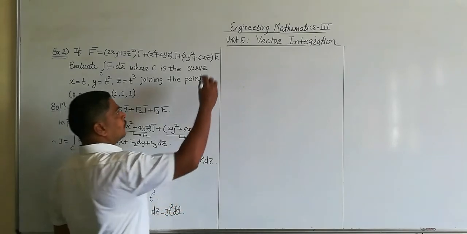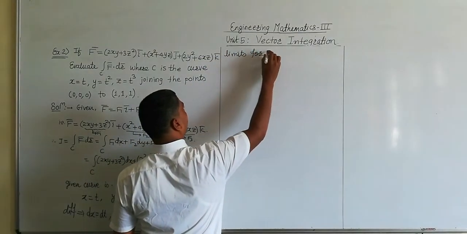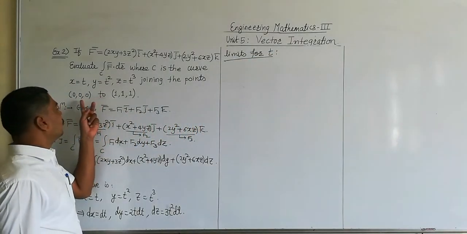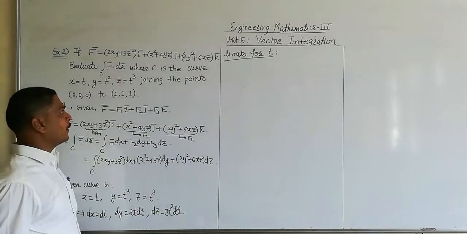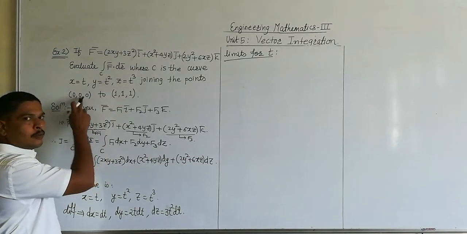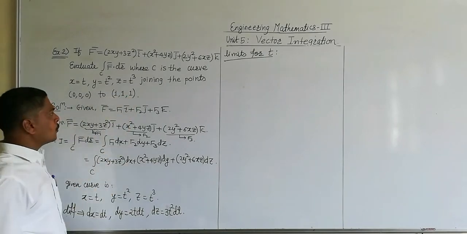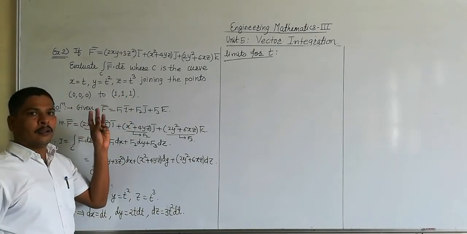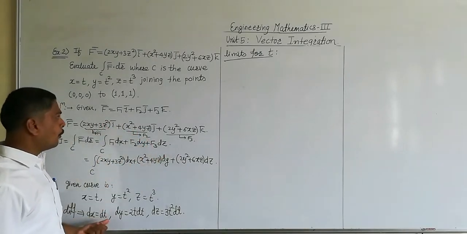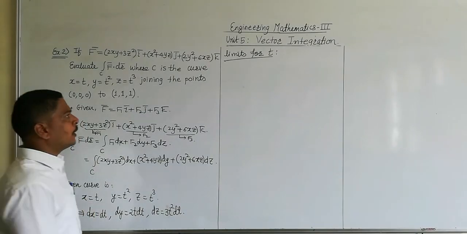And now limits for t. So for that use this point, from which point to which point our curve varies. So our curve varies from 0, 0, 0 to 1, 1, 1. So x coordinate is 0, y is 0, z is 0. In this point x coordinate is 1, y coordinate is 1, z coordinate is 1. So use any one of these. Okay. Either use limit of x or limit of y or limit of z. So here I will use limit of x because this parametric function is very simple to find limit for y.